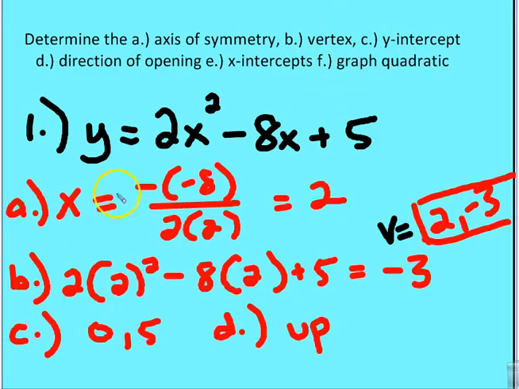Okay, so we're going to find the axis of symmetry, minus b over 2a, x is equal to 2. We're going to use that value to find the vertex, substitute 2 back in for x, and solve. We end up with negative 3. Vertex is 2, negative 3. 0, c is our y-intercept, 0, 5. The parabola has a value for a that's positive, so the graph opens up.